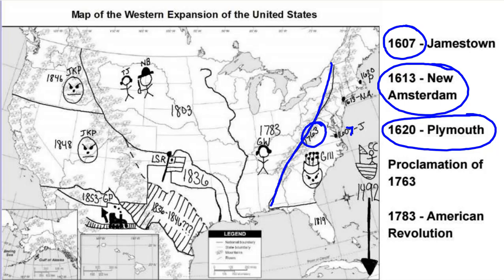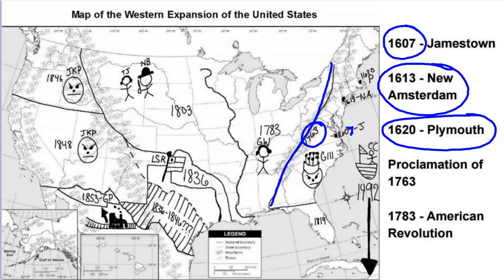So in the old Regents exam, they used to ask questions such as, what was the western border of the United States in 1763? Or actually, I should rephrase that, the American colonies in 1763. It wasn't the United States yet. And the answer is the Appalachian Mountains.